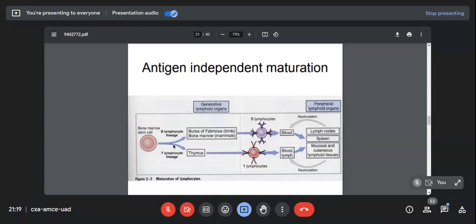this pluripotent stem cell will develop into a B lymphocyte or a B cell. It can also develop into a T cell. So if it develops into a B cell inside the bone marrow, it will be matured in that same bone marrow, since it's a B cell.